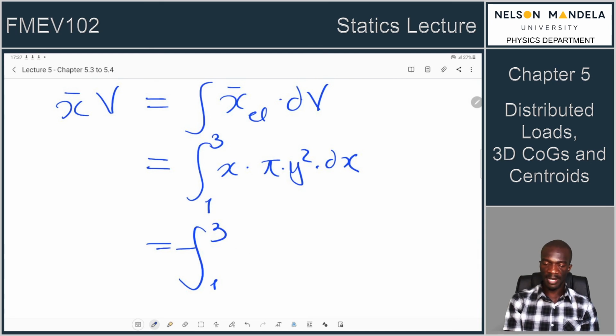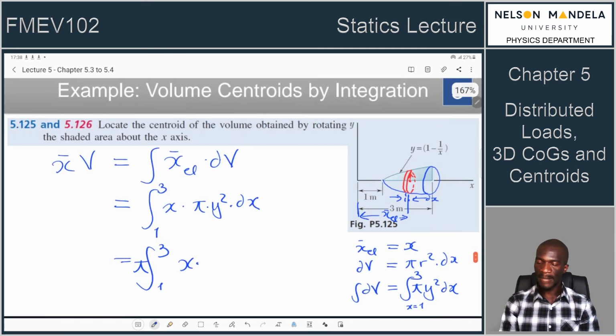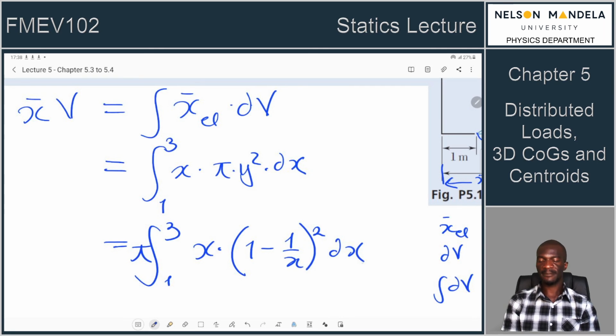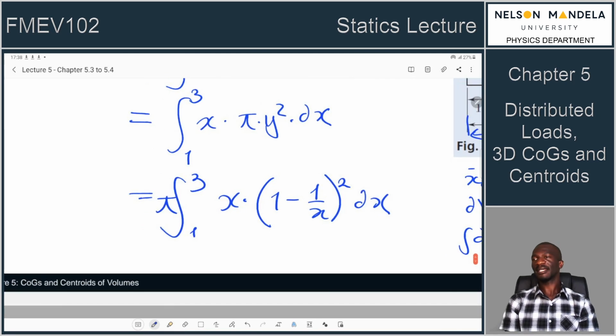So pi is a constant, so it's out. x multiplied by the function 1 minus 1 over x, so that's 1 minus 1 over x, and we are going to square that with respect to x. When you do that the same way as before, you can find your integral. So obviously this is different from what's on the left hand side.